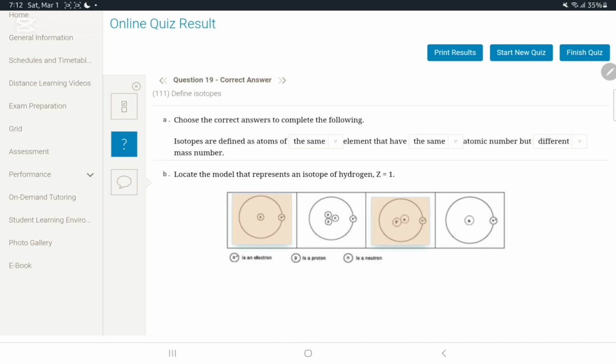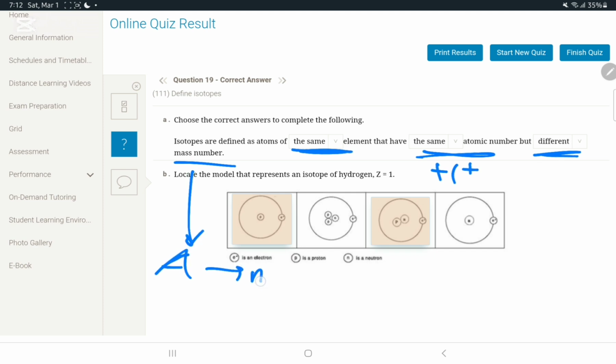Isotopes, this is the correct exact definition. Isotopes are atoms of the same element, and they have the same atomic number, so same protons, but different mass number, or different nucleons.